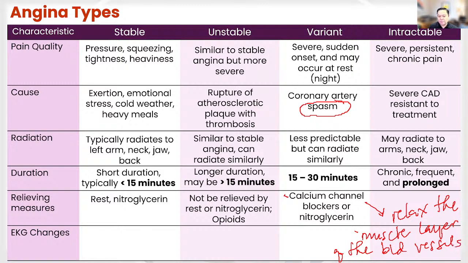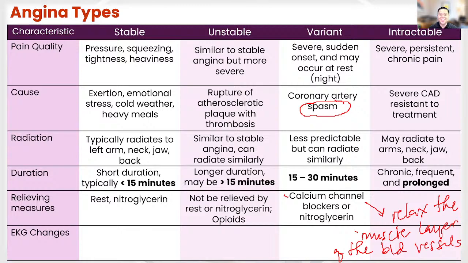Okay, remember that there are 3 different layers in our heart, the arteries, right? We have the intima, the endothelium. We also have that muscle layer and also the externa. And we have that contractile layer, which will respond to the calcium channel blocker. All right. Now, as far as the EKG changes here, take a look into our table.